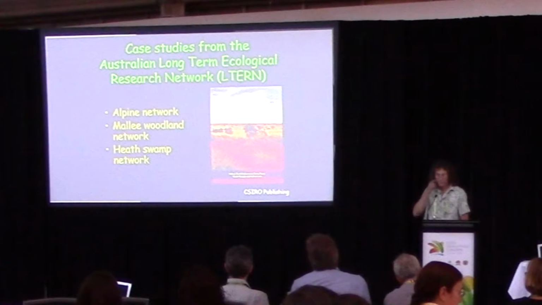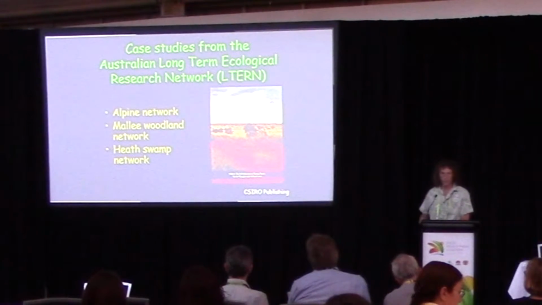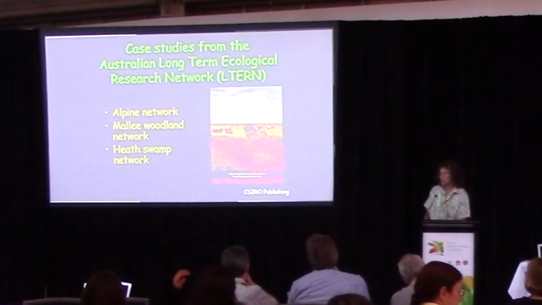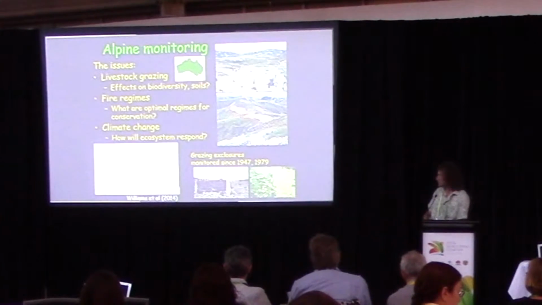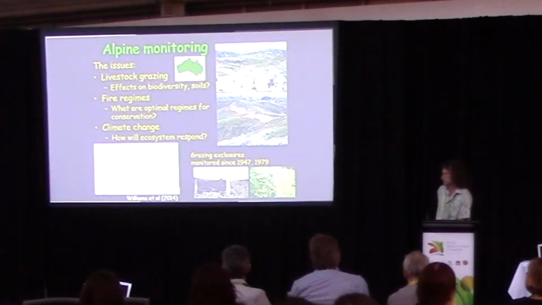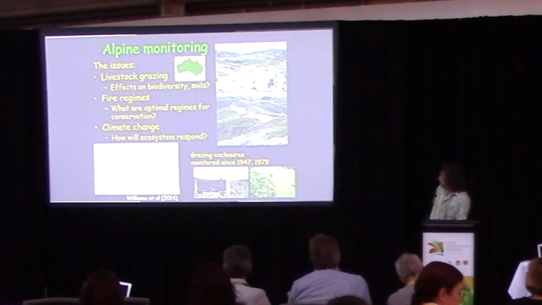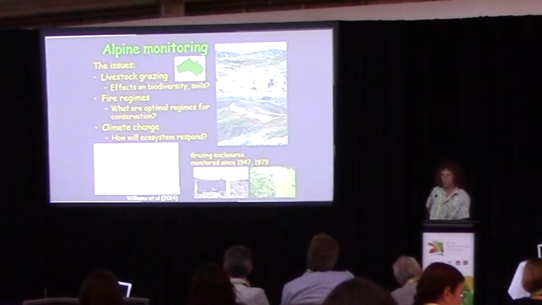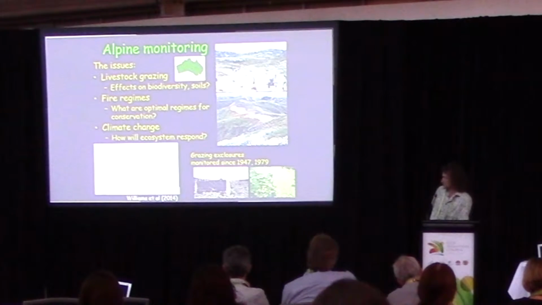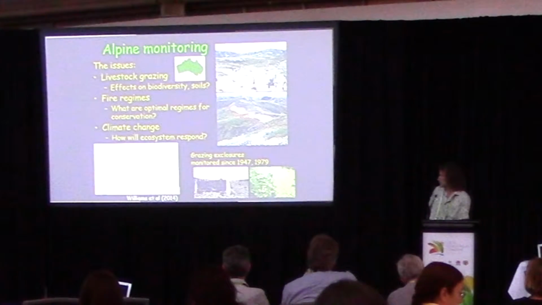I want to cherry pick three examples out of a program in Australia called the Long-Term Ecological Research Network. And all of these three examples are based in protected areas, just to give you an idea about the kinds of work that's involved in this adaptive monitoring. The first is alpine monitoring, which is being carried out at present by Dick Williams and colleagues. And it was actually initiated by Maisie Carr in 1947 and later further enhanced by Dick and colleagues in 1979.